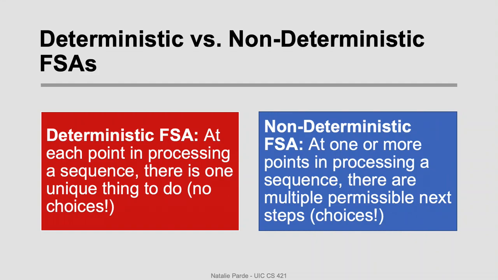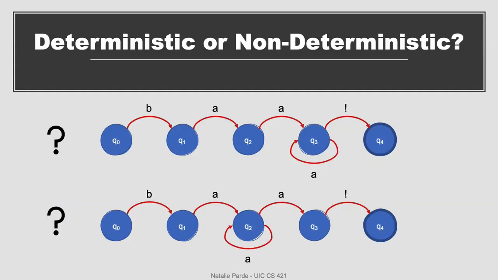So far, we've seen examples of both deterministic and non-deterministic finite state automata. We just haven't attached those labels to them. A deterministic finite state automaton is one for which at each point in processing a sequence, there is one specific action that can be taken. On the other hand, a non-deterministic finite state automaton is one for which, at one or more points in processing a sequence, there are multiple permissible next steps. So, given this information, is the top FSA deterministic or non-deterministic?